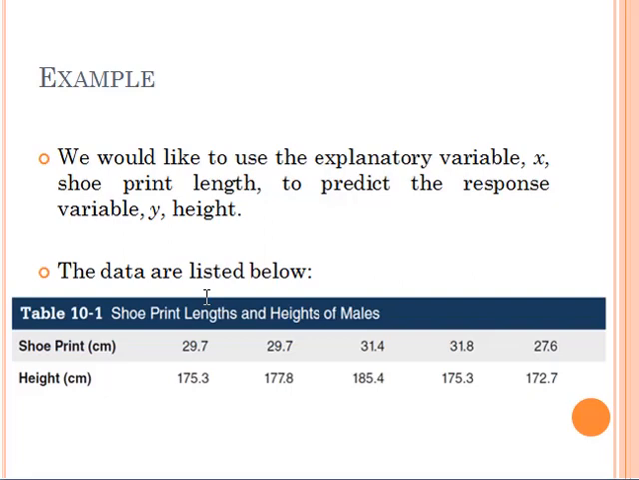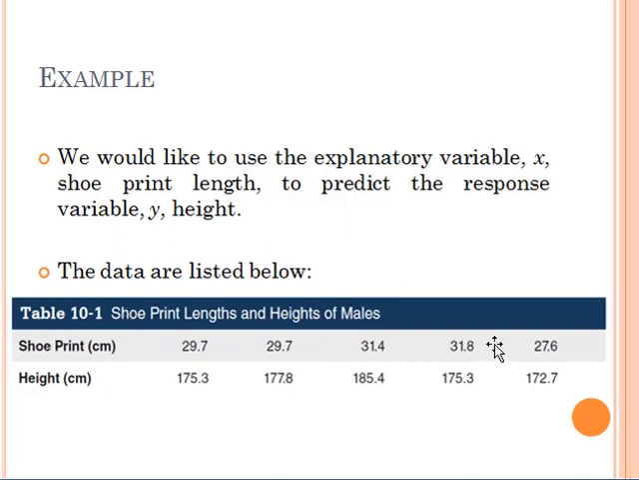Let's consider an example in which we would like to use the explanatory variable x, shoe print length. Here x represents the length of the shoe print, and we want to predict the response variable y, which is height, right? So we have a dependent and independent variable relation here, and we are trying to figure out the height, represented by variable y, on the basis of the explanatory variable x, which represents the shoe print length.